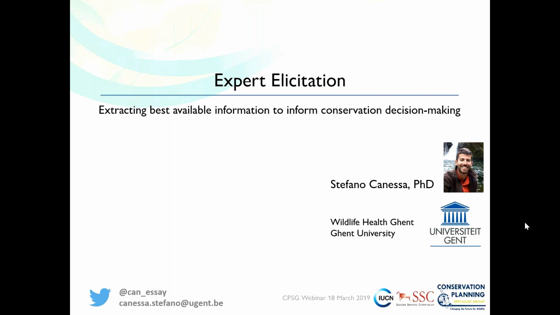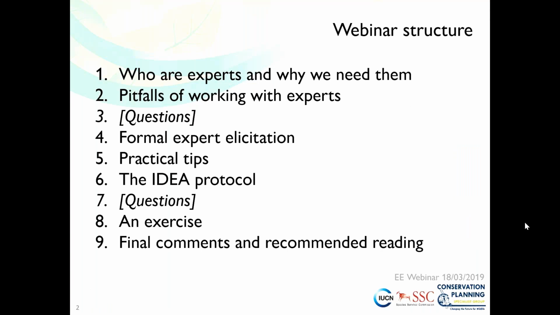So the title of the talk is Expert Elicitation. We look at some principles and methods about using experts to inform conservation decision making. So just to go quickly through the structure of the webinar, I'll give a quick definition of who experts are and why we can't do without experts in conservation. I'll highlight some problems that might arise when we talk and we work with experts or we are experts. Then I'll stop for a minute and I will give everyone an opportunity to ask any questions.